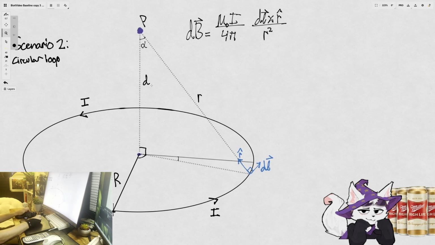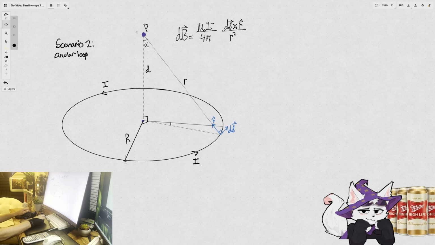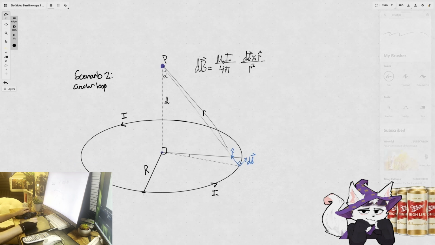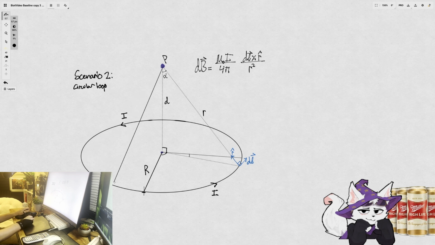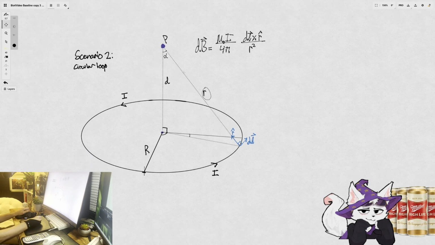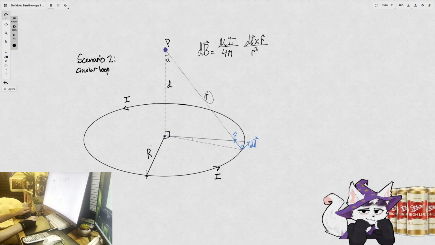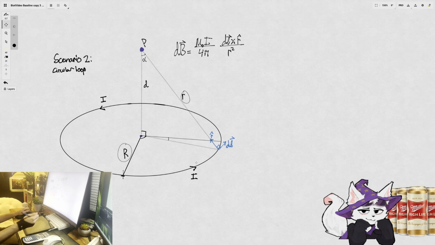So we have our same d, we have the same R, however, since our point P is located equidistant to the center at our distance here, our R actually doesn't change as we move our dl vectors along the circular path. So this is a constant. And it has a radius R with our same current going counterclockwise throughout the circle.